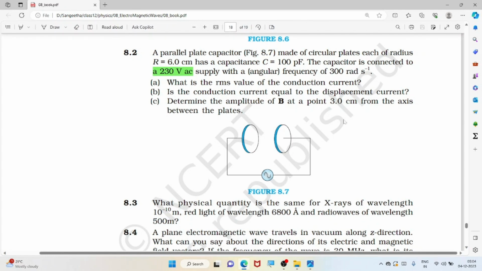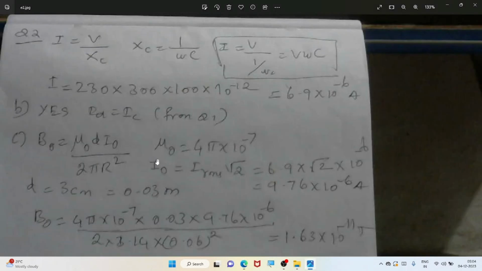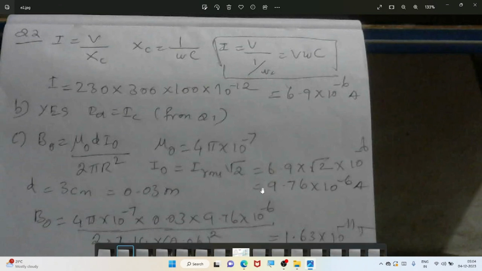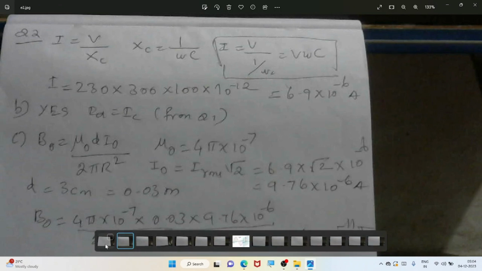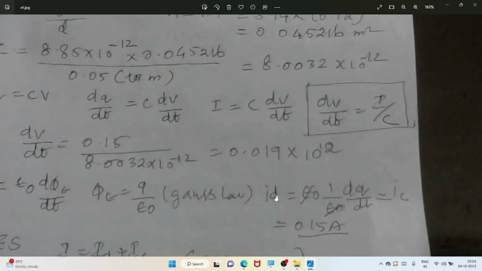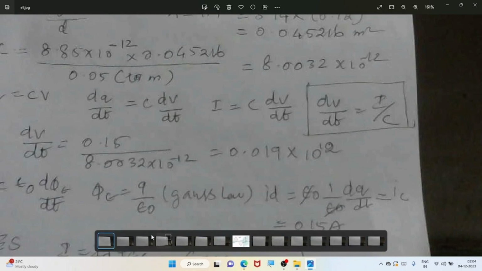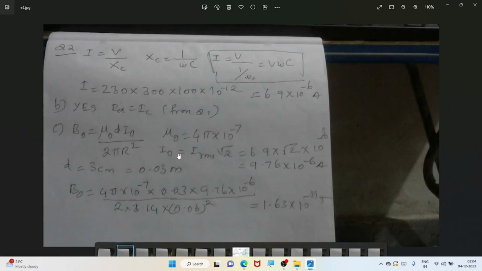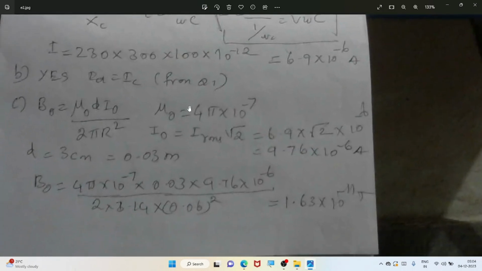Is the conduction current equal to the displacement current? Yes, we already saw in the previous question what happens when connected to the AC source. This displacement current is equal to the conduction current, dq by dt, that is the I for the AC source, from question number 1.